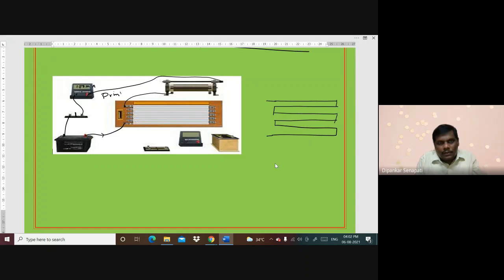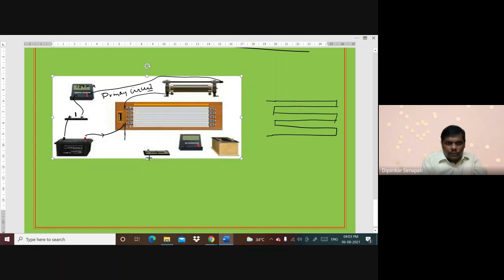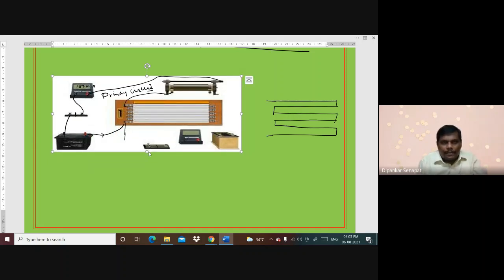This is the primary circuit. Okay, now see, if you want to compare the EMF of two primary cells, what you need to do here is connect a cell, let its EMF be E1, and here another cell, suppose EMF E2, with the help of a two-way key. Let me use a two-way key like this.